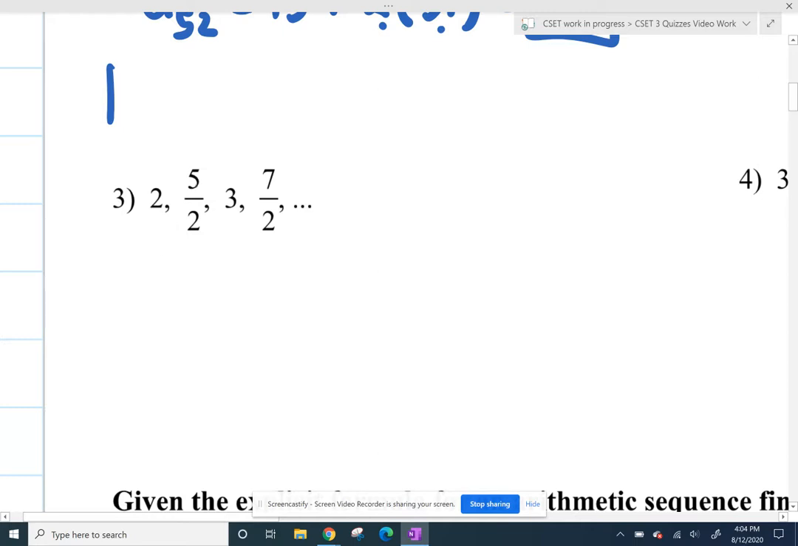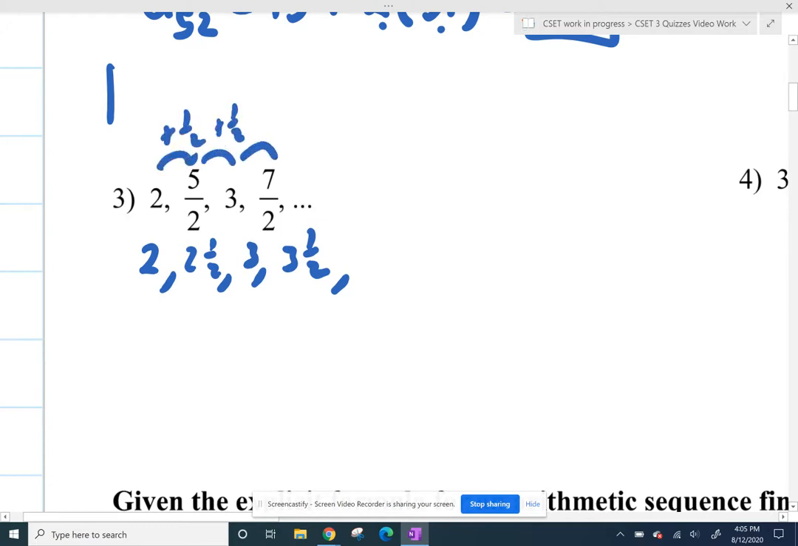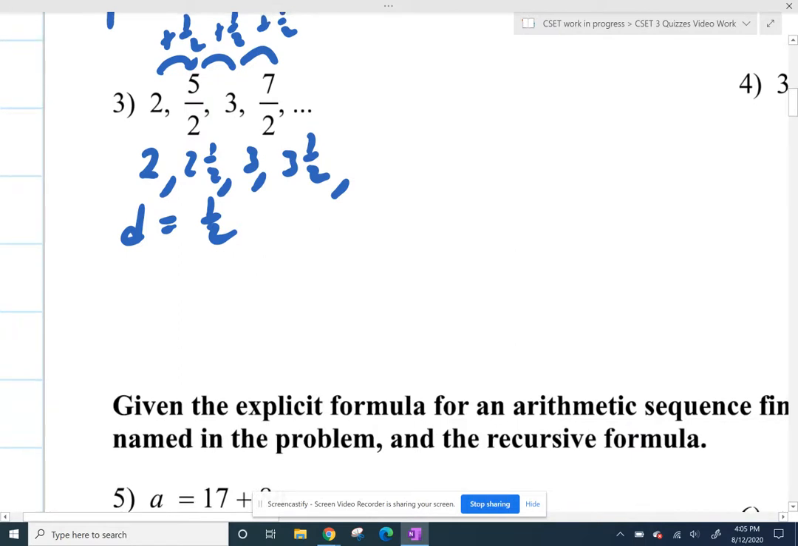So 5 divided by 2 is 2.5, and 7 divided by 2 is 3.5. So even though it looks a little weird, yeah, we're adding a half every time. Add a half, add a half, add a half. So our common difference is a half. And so it is arithmetic because we're adding the same thing. Common difference is a half.